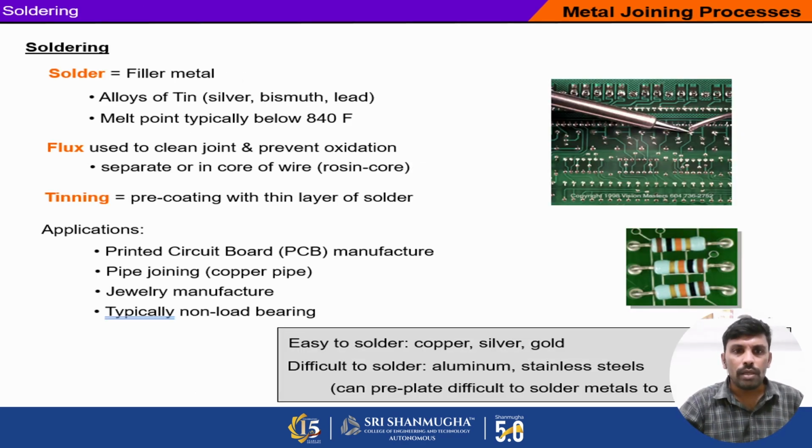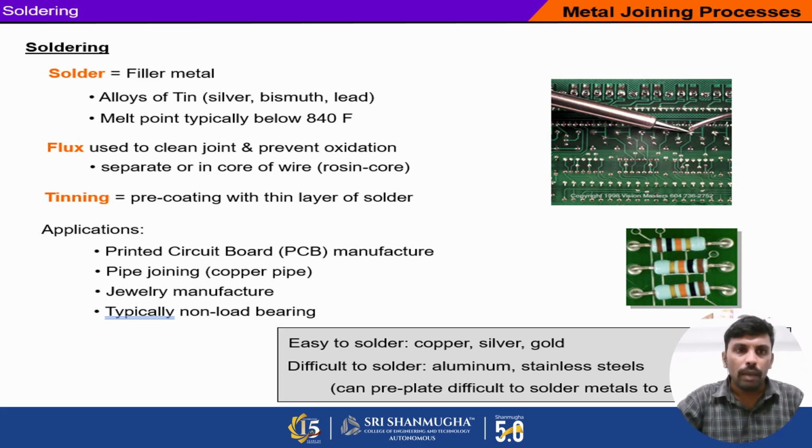So next is the soldering process. Solder is a filler metal, alloys of tin with silver, bismuth, lead. The melting temperature is typically below 840 Fahrenheit. Flux is used to clean the joint and prevent oxidation. We already discussed this in the welding process. Flux can be separate, or in the core of the wire, that is the rosin core.